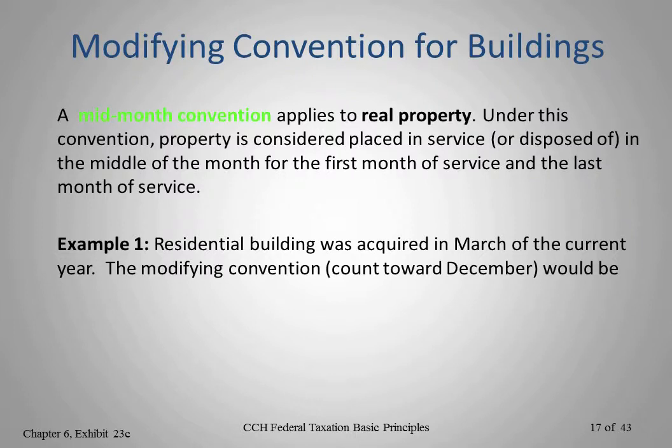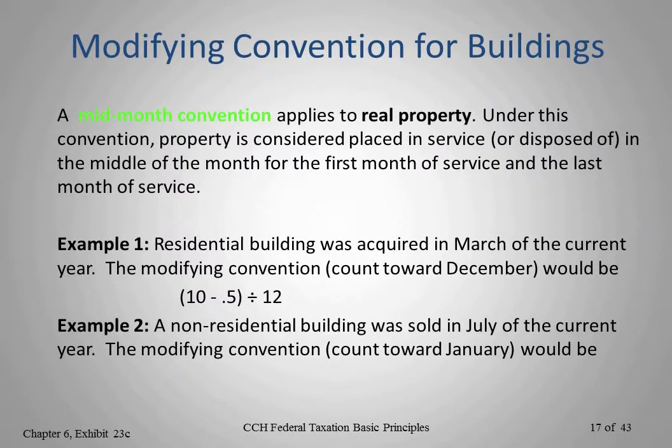We bought a residential building, acquired in March. When you are buying things, you count towards December because you still own them on the last day of the year. So from March to December is 10 months. Subtract a half because you always lose a half. Divide by what? Well, how many months are there in a year? 12. So you divide by 12. Example 2, and the major difference from example 1 is that example 1 is a residential building, so you would be using 27.5 years. A non-residential building, you'd be using 39 years, but the modifying conventions are calculated exactly the same.